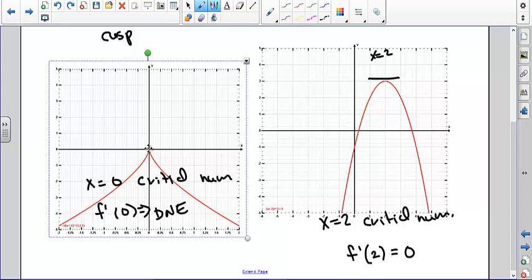So at x equals 2, you can see that the slope of the tangent line is 0. So f prime of 2 is 0. Because that's true, x equals 2 is what we would call a critical number.